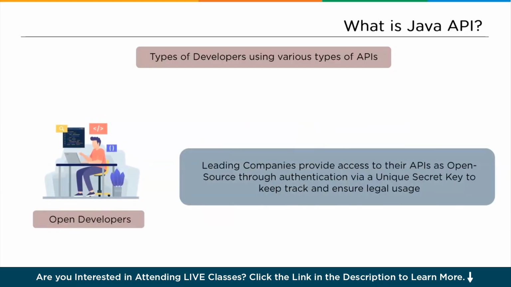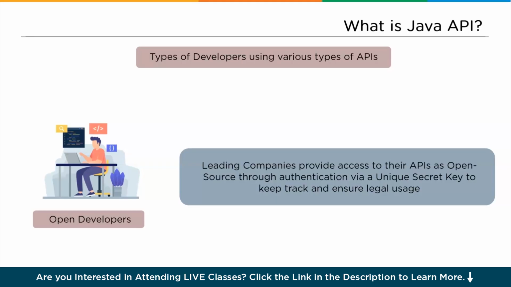At first we have the open developers. Open developers are used by top-end companies. Leading companies provide access to their APIs as open source through authentication via a unique secret key to keep track and ensure legal usage. So basically what happens here is there might be some big companies, like social media companies or some other companies, which provide the APIs they use for their applications as open source to the developers.